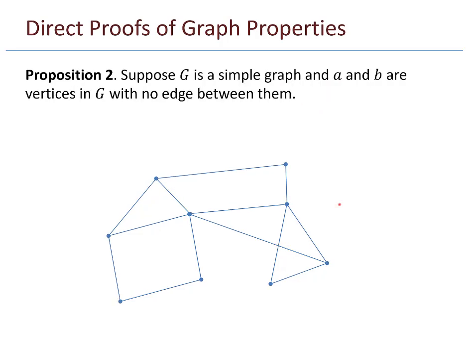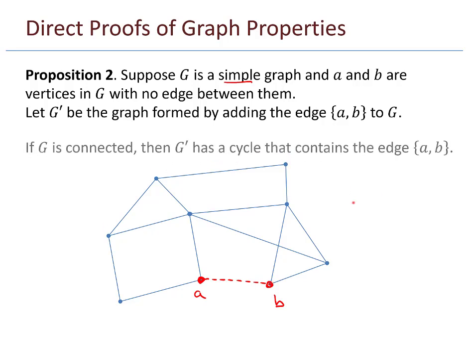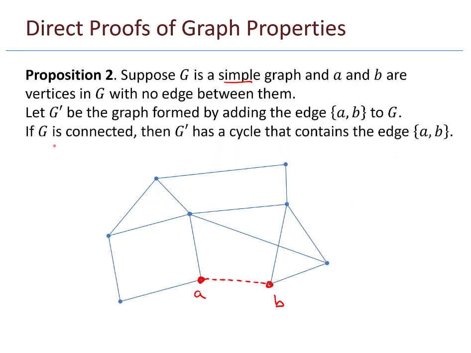Proposition 2. Suppose G is a simple graph. So simple means no multiple edges, no loops. And A and B are vertices in G with no edge between them. So for example, maybe here's A and there's B, 2 vertices with no edge between them. Let G prime be the graph formed by adding the edge AB. All right, so here we go. I'll add an edge AB. Proposition 2 says, if G is connected, then G prime has a cycle that contains the edge AB.